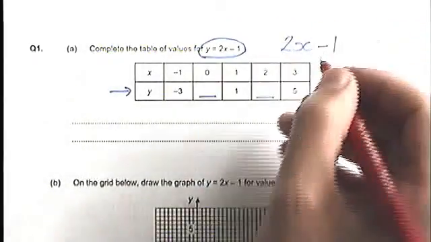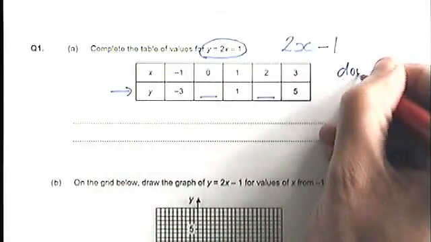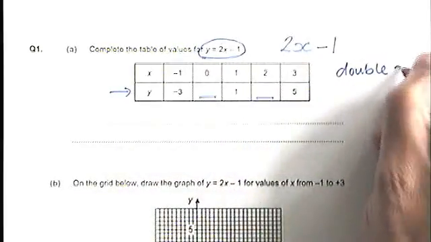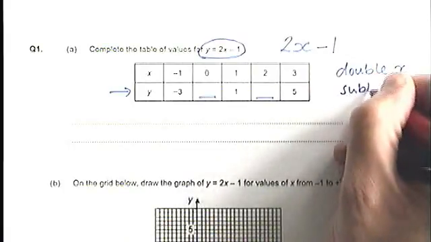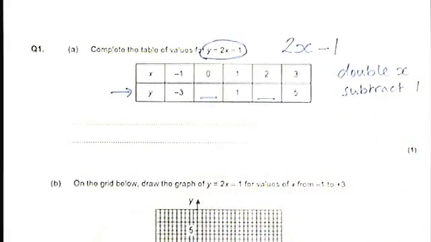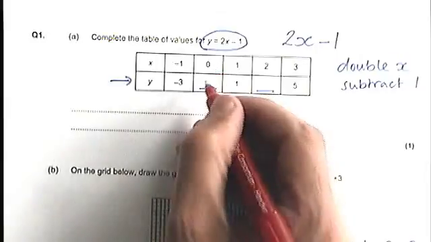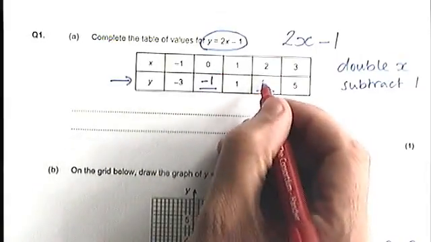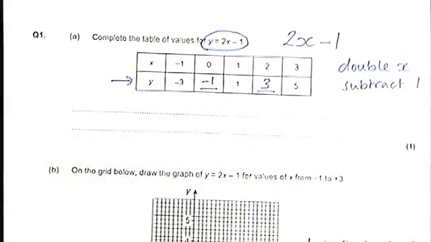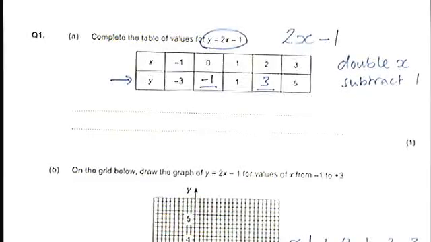So, this is meaning double the number and then subtract 1. That's pretty straightforward, isn't it? Double 0 and take away 1, double 2 and take away 1. Like that. So we get 1 mark for that.